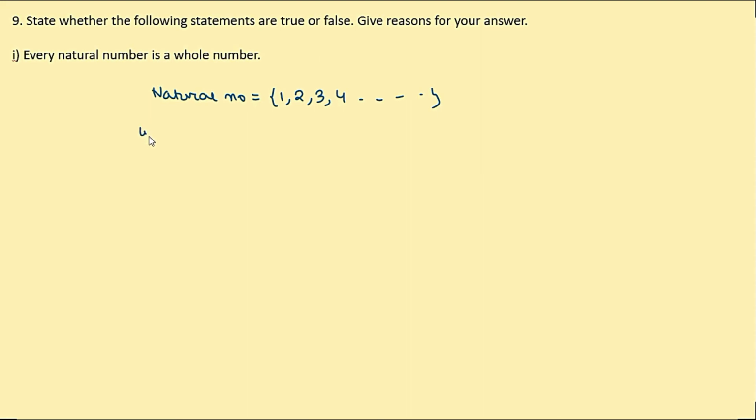Okay. Whole numbers, what are the examples of whole numbers? Whole numbers may be 0, 1, 2, 3, 4, till infinity. So if you see here, the natural numbers, pick any natural number, suppose 2. So 2 is a natural number, 2 is a whole number as well, since it is included within the set of whole numbers.